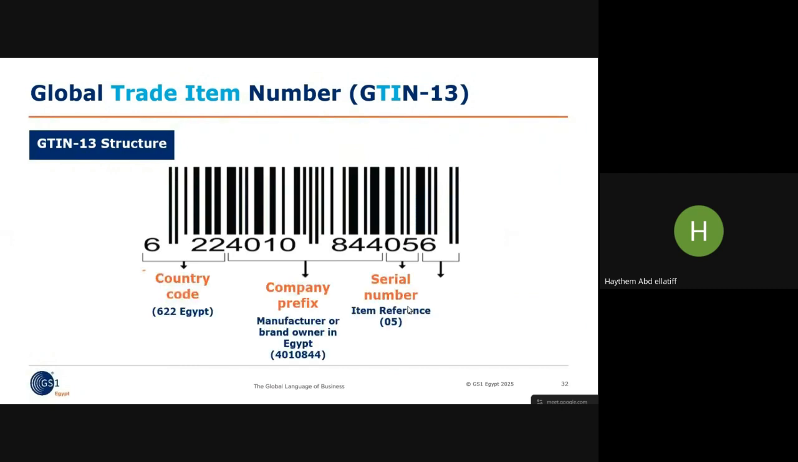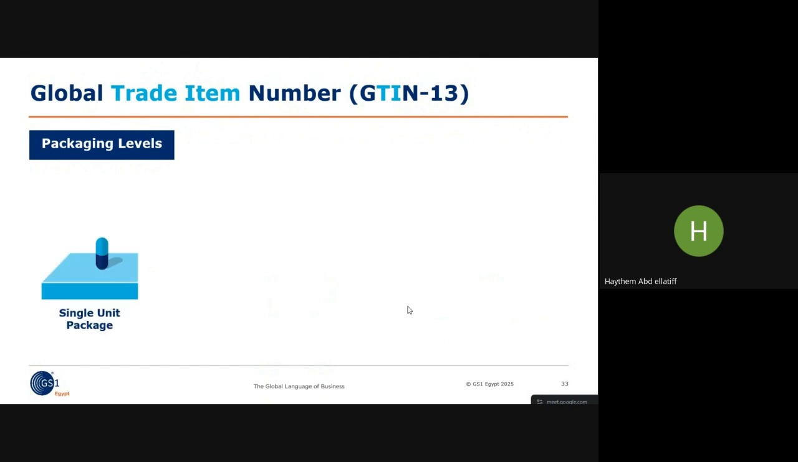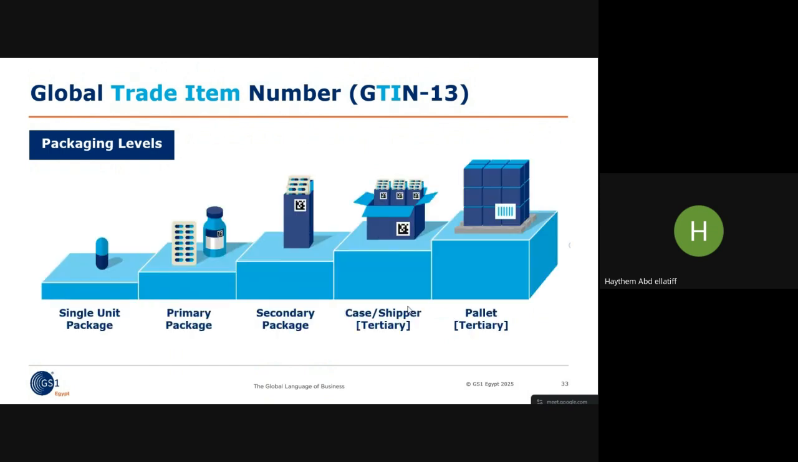I will explain it. The first 3 digits are the country code. And then the company prefix, which is the manufacturer or brand owner, and then the item reference, and then the check digit. This is the structure for the GTIN-13. And this is also the identifier for the packaging level, from single unit, primary packaging, secondary packaging, case, and finally the pallet.